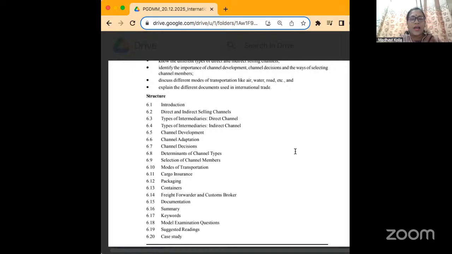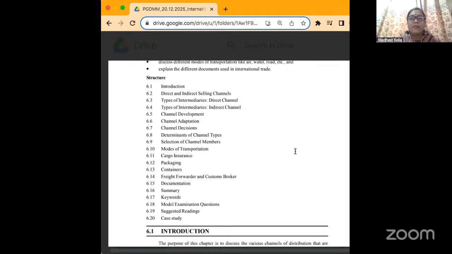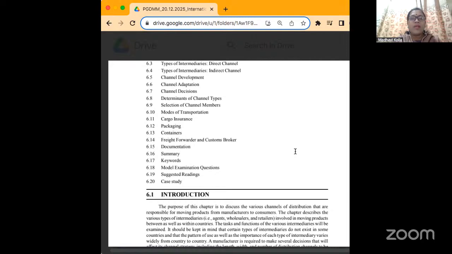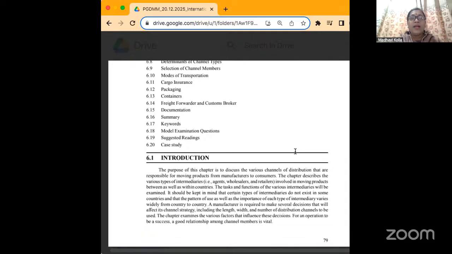In terms of the structure of today's session, we'll be walking through first the introduction, followed by direct and indirect selling channels, types of intermediaries, that is direct channels and indirect channels. Also talking in terms of channel development, channel adaptation, channel decisions. We'll also be talking in terms of the determinants of channel types and selection of those members. And finally, we'll be talking about modes of transportation, cargo insurance, packaging, containers, freight forwarder, and customs broker. Documentation is a very integral part of this process. And finally, we'll be looking at the summary. So today is a fully packed session. We have a lot to cover.